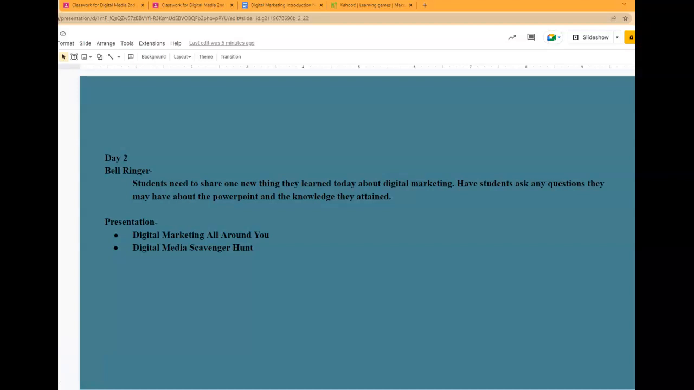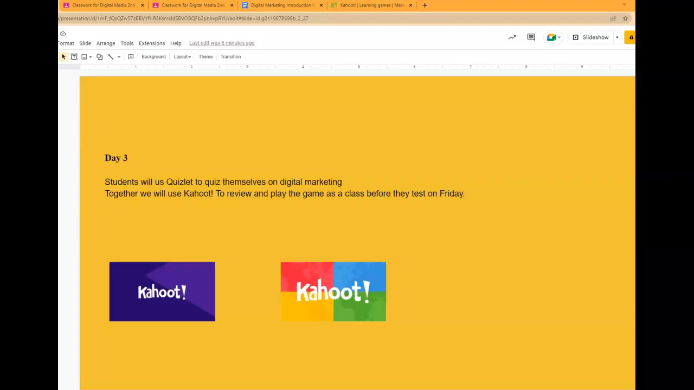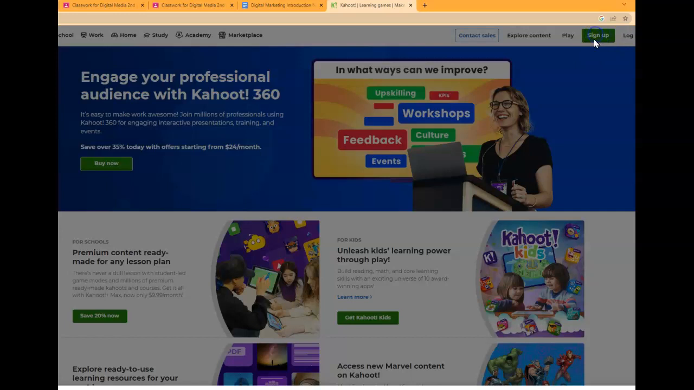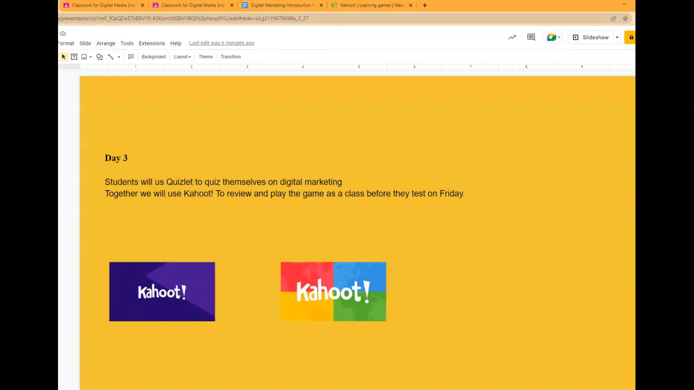On day 3, they will play a Kahoot by themselves and a Quizlet by themselves. Then together we will use Kahoot to quiz each other and determine where we need to go back and look at things. I have added Kahoot, and they will sign in because they've all already been on Kahoot. If they haven't, or if you have a new student, they will go to sign up for Kahoot and be able to put in their information to join us in the game.